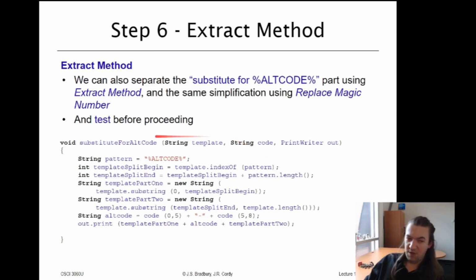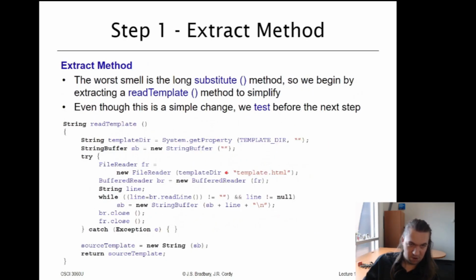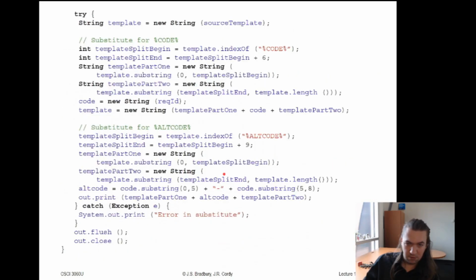You can also do this for the other block that looks similar, with the split begin, part 1, and so on. That giant block was only different by a few pieces of code. Notably, it has alt code instead. Again, we can also replace the magic number. If you go back, you'll see that the original code here has a 9. Where does this 9 come from?